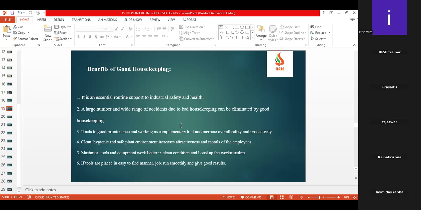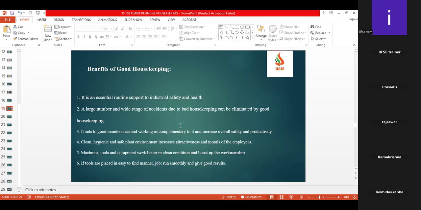Fall from height, being struck by objects, fall of material, fall from the same height or negative heights, etc. It is an aid to good maintenance, working as a complement to it, and increases overall safety and productivity. As I mentioned, if you have arranged your store in such a manner that whenever a person comes with a material request, you are able to retrieve the material and give it to him in a short time. If you have not arranged your store properly, then the storekeeper has to search for that material. There your search time will increase automatically, and your productivity will come down.